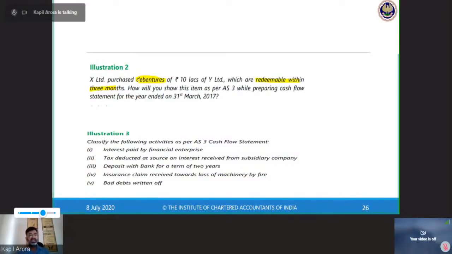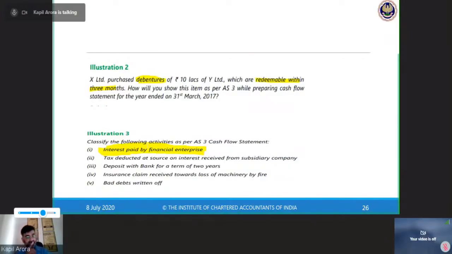Okay. Moving on to illustration 3. Let's identify which activities these items belong to. Where are we going to pass these entries, whether in the operating activities, financing, or investing? Interest paid by financial enterprise.